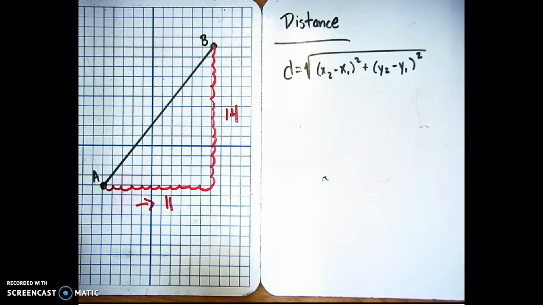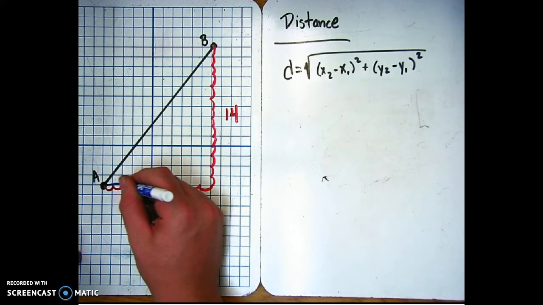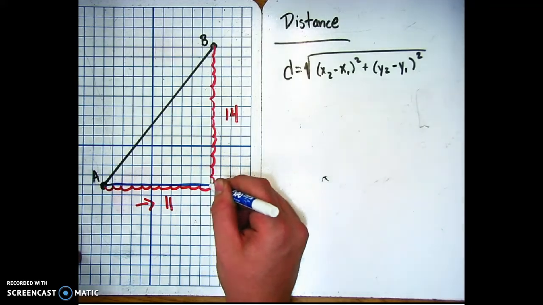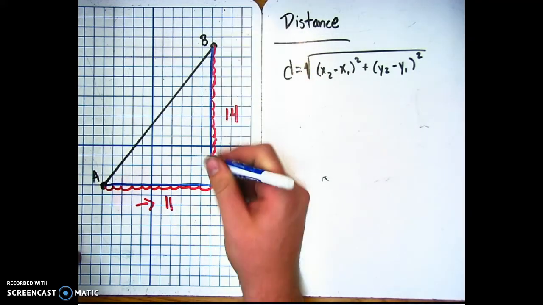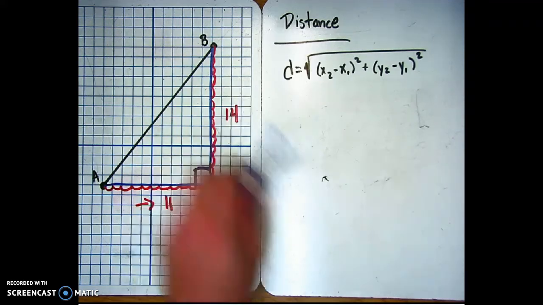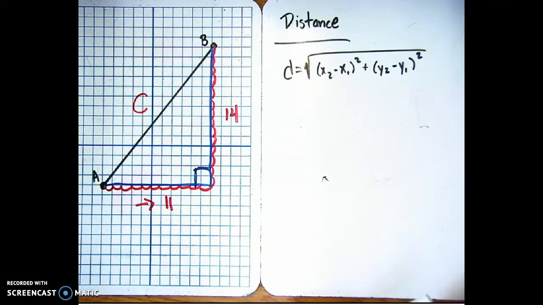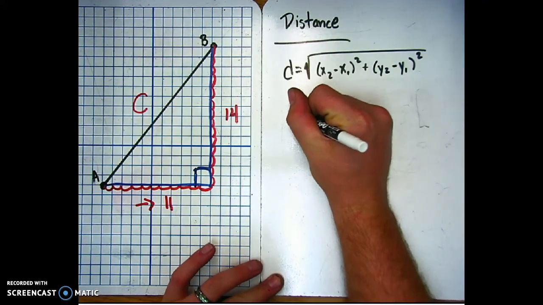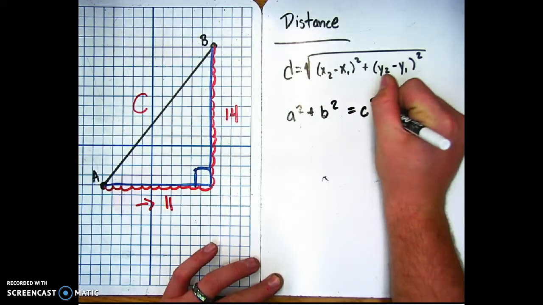What we've now created, if you take a look right here, if we're 11 units over and 14 units up, is a right triangle. When you have a right triangle, if this is one of our sides and this is our other side, this is our hypotenuse, c. So we can go to something that we're probably all familiar with, which is the Pythagorean theorem. a squared plus b squared equals c squared.